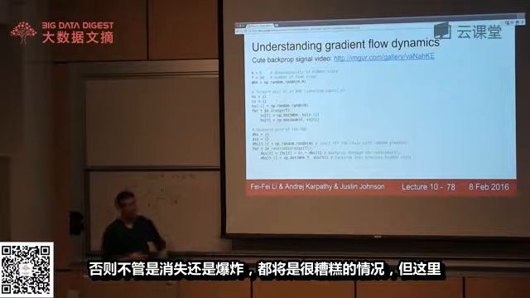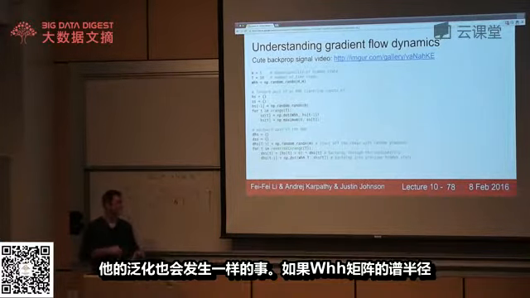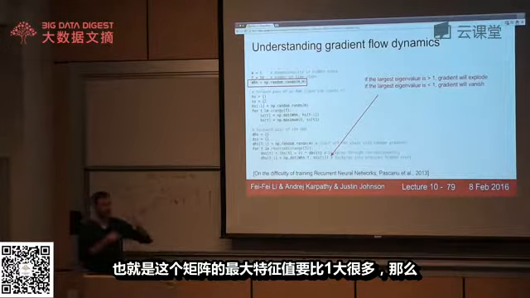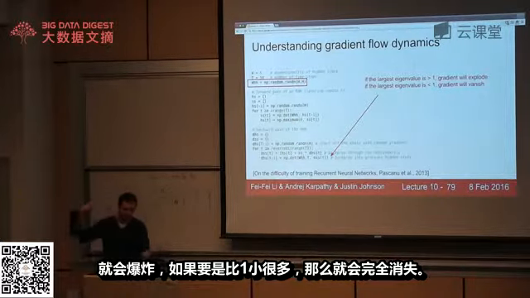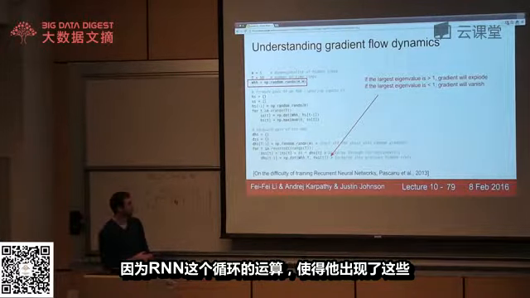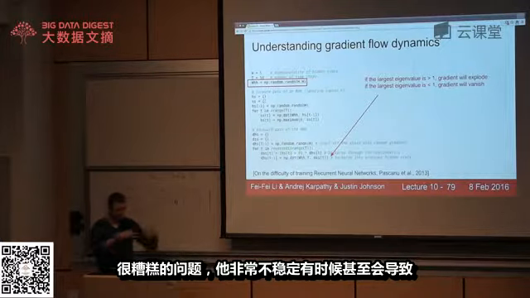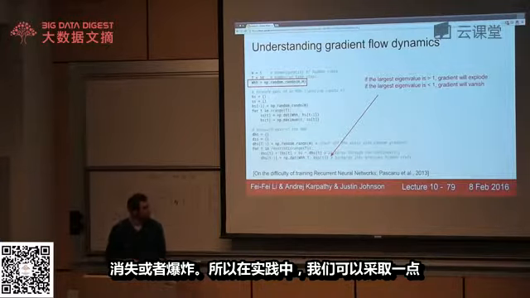And here we have matrices. We don't have a single number. But in fact, the same thing happens. The generalization of it happens. If the spectral radius of this WHH matrix, which is the largest eigenvalue of that matrix, is greater than 1, then this gradient signal will explode. If it's lower than 1, then the gradient signal will completely die. And so basically, because of this recurrence formula, the RNN ends up with very terrible dynamics, and it's very unstable, and it just dies or explodes.